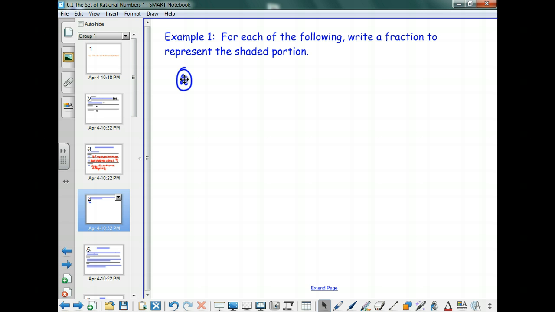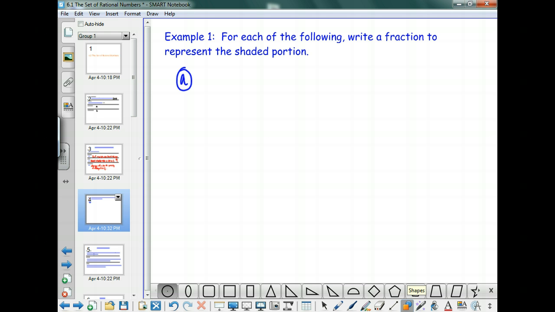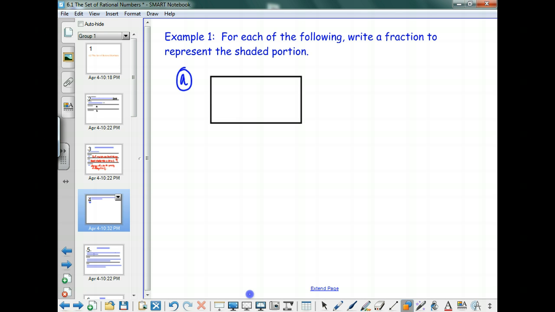So the first thing I'm going to do is draw a rectangle. There's features at the bottom that have different shapes on them. This one's actually a square. The rectangle one's this one. So I'm going to draw a rectangle.